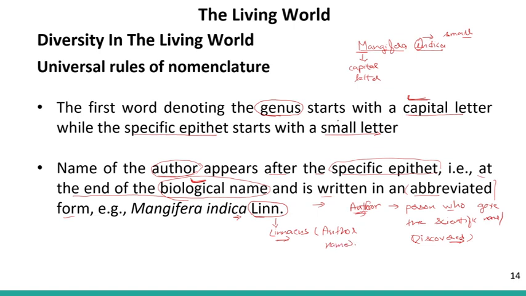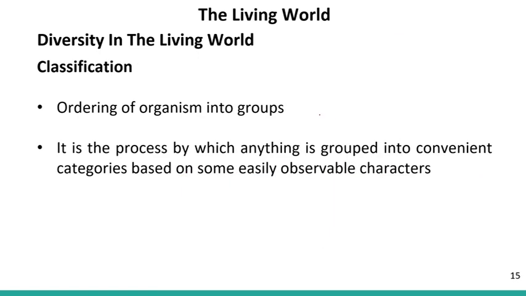Alright. So till here is clear. Now let's study another term which is known as classification. After nomenclature we have this classification. So how can we define classification? Ordering of organisms into groups.